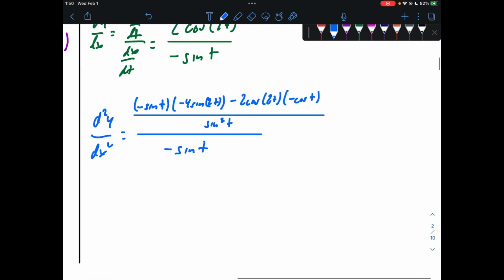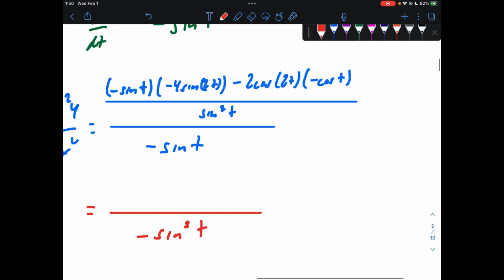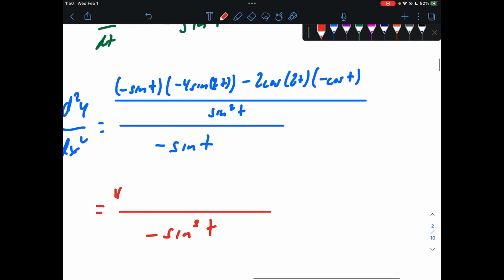All right, so simplifying that, well, our denominator is just going to become negative sine cubed of t. That's easy enough. And in the numerator, let's see, we have 4 sine t sine 2t plus 2 cosine t cosine 2t.